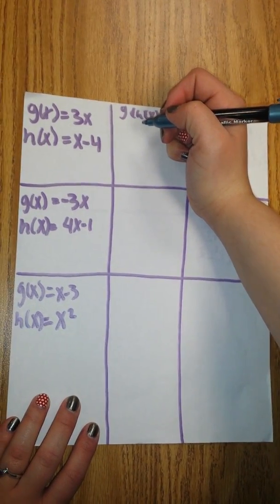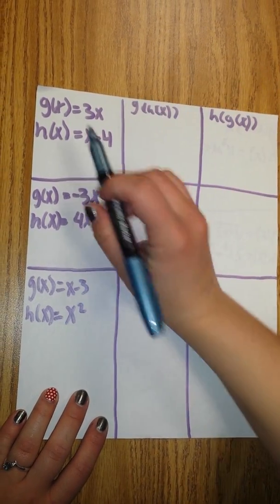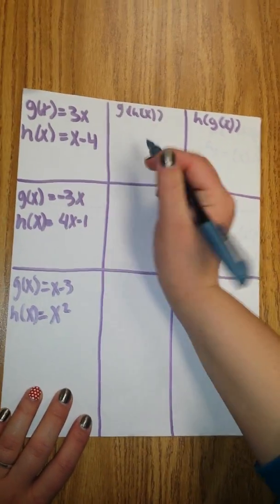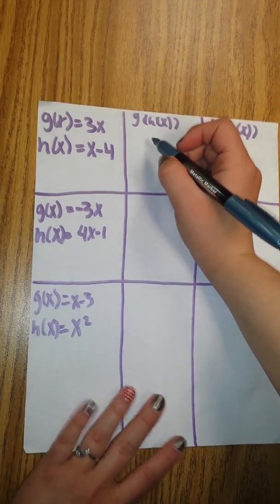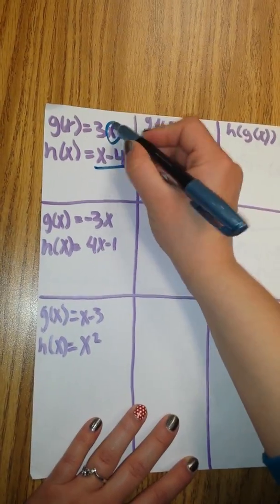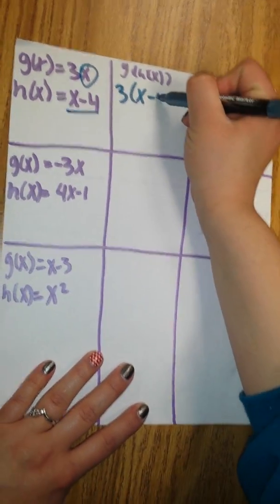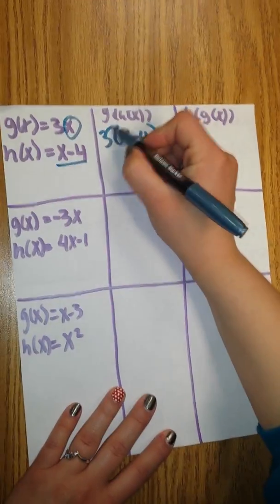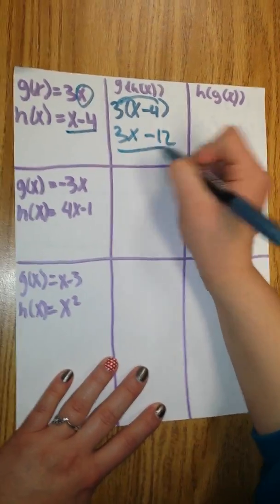So today we're going to do 4-6 composition of radical practice, and we're going to start with doing g of x, and we're going to plug it into g of h of x. So first you'll take the x minus 4 and you'll plug it in for x. So you'll do 3 times x minus 4, and then you'll distribute the 3, so you'll get 3x minus 12, and that'll be your final answer.